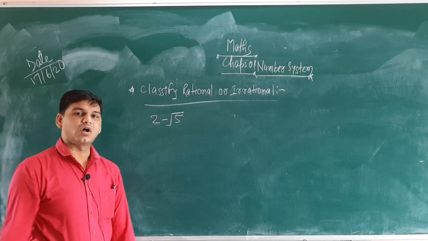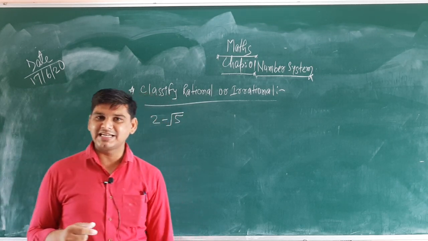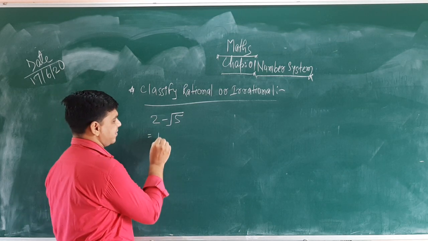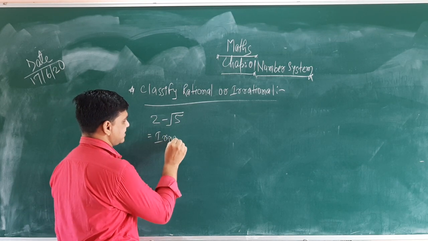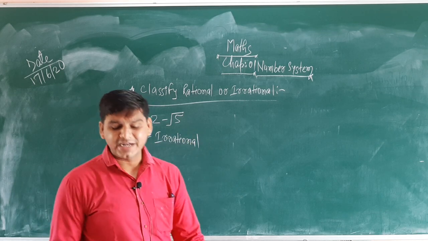Remember that. So root 5 is what? Root 5 is an irrational number and it is subtracted from a rational number. So the answer is always an irrational number. So it is very easy formation.